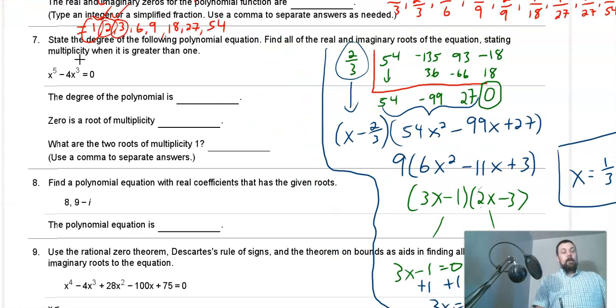So this one, state the degree of the polynomial. Remember, the degree is the highest power of x, which in this case is 5. So that's degree 5. That's an easy 1 point on the test.